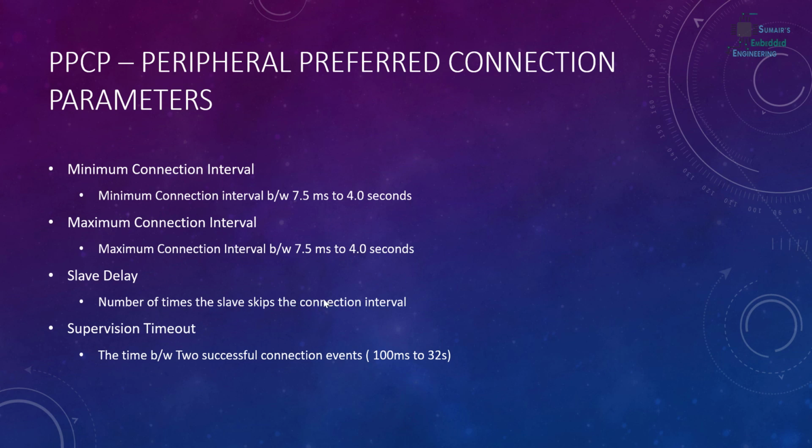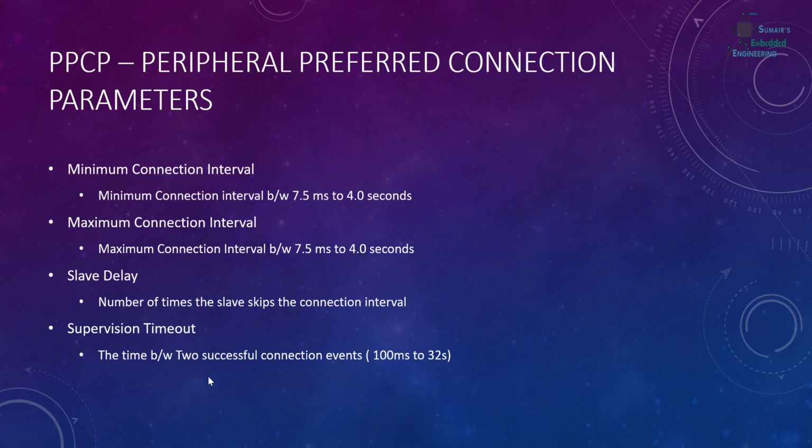In this way we can let our slave device, or the peripheral device, stay in sleep mode and consume as little energy as possible. So this is another way to help reduce the battery consumption. And the last one is the supervision timeout.